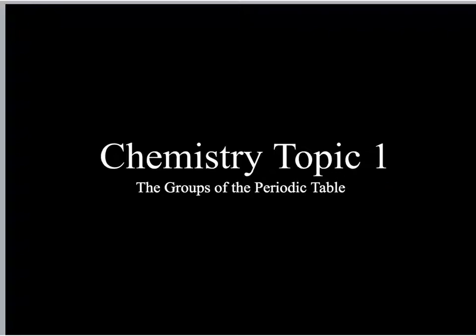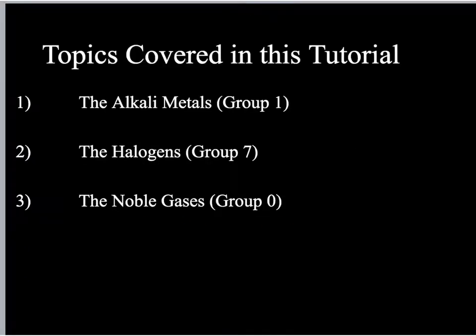This video will focus on the groups of the periodic table. In this video we will look at the alkali metals, they are the group 1 elements. Then we will look at the halogens, the group 7 elements, and then finally we will look at the noble gases. They are the group 0 or group 8 elements. In the next video we will look at the transition metals, as this is a triple only topic.